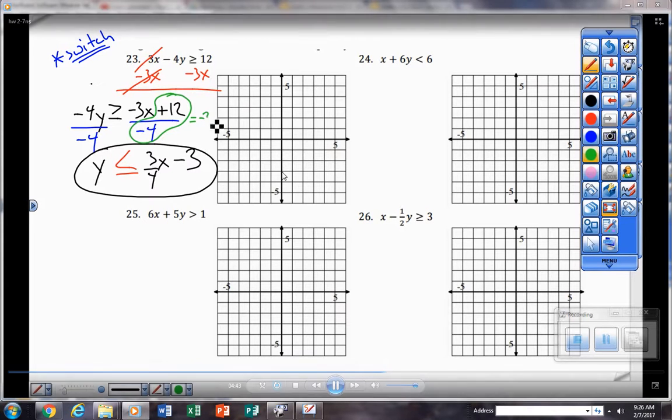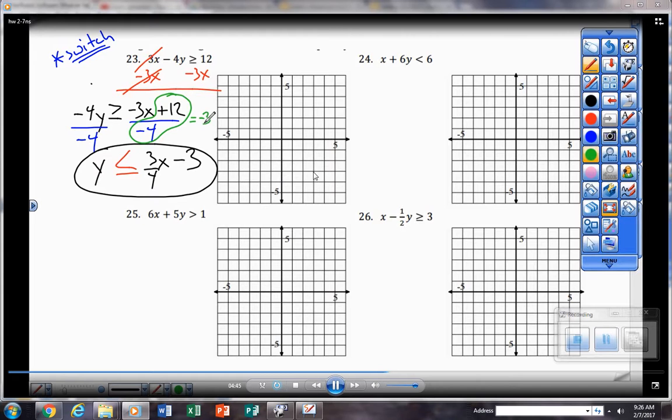From my slope, I will go over 4 boxes, up 3, and then stair step the opposite direction. So there's my y-intercept of -3, over 4 boxes, up 3, and I got that from my slope, my rate of change, the number in front of x. Be able to go the opposite direction.